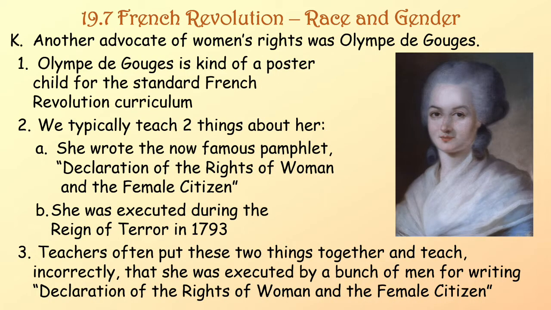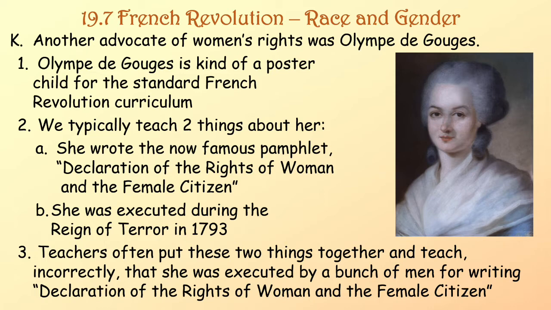Another advocate of women's rights was Olympe de Gouges. Olympe de Gouges is kind of a poster child for the standard French Revolution curriculum. Teachers always had to teach about Olympe de Gouges. We typically teach two things about her: that she wrote the now famous pamphlet Declaration of the Rights of Woman and the Female Citizen, and that she was executed during the Reign of Terror in 1793.